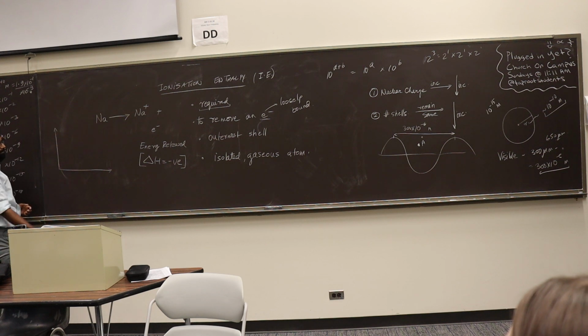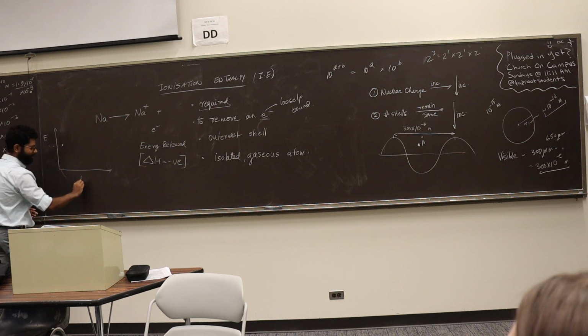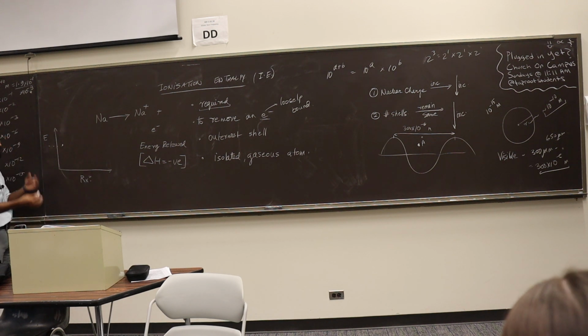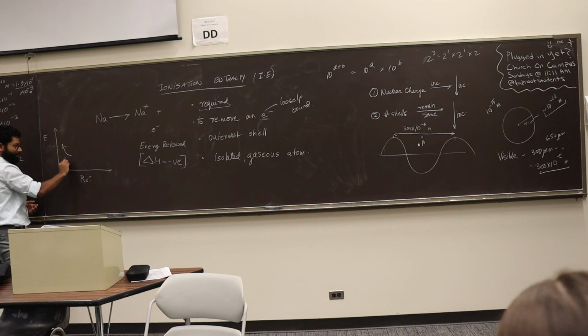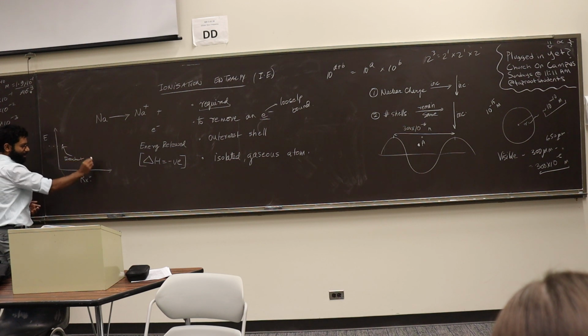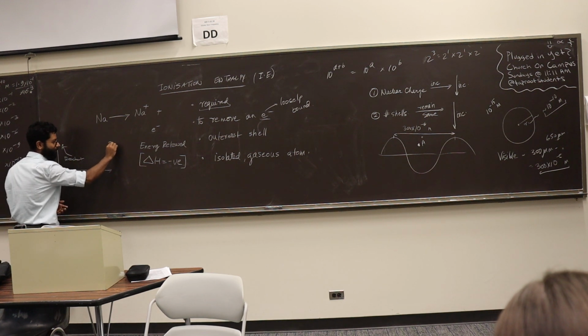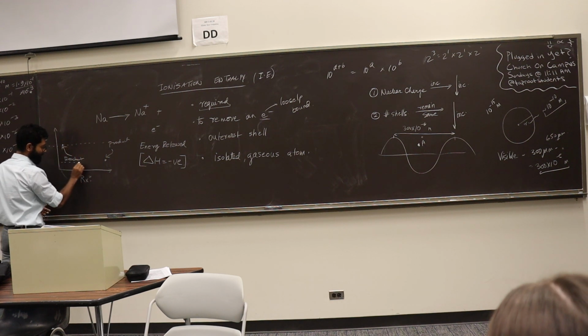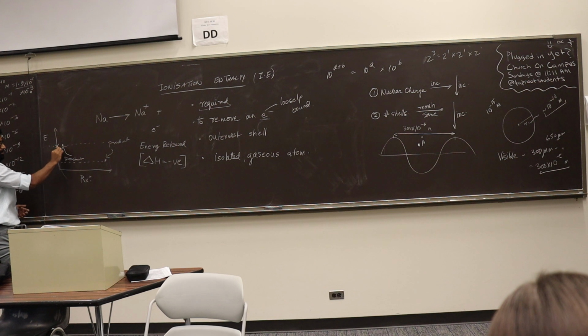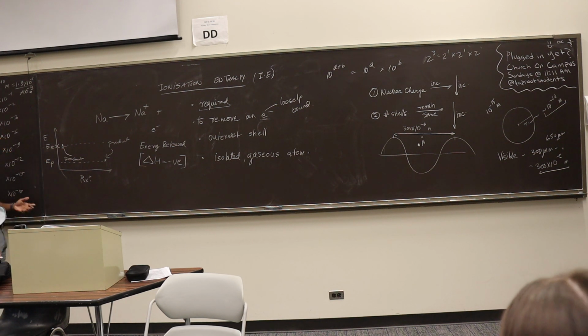So you had some energy. So this is energy, this is the reaction. So you had some energy, and this is the reactant. And when you are becoming a product, you had some energy, E of the reactant, and now you have some energy, E of the product.